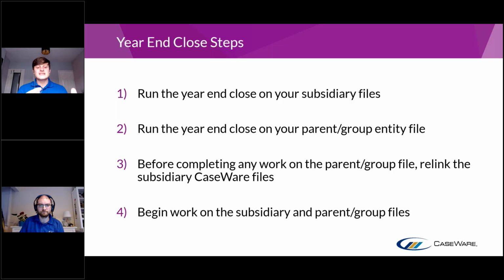Now, once that's done, we would be able to begin work on our subsidiary and parent and group files. If we're creating a set of accounts for the subsidiary, we can go into there, import the information, build the accounts, and do any work we need to do, and the same for the parent company. But the main point here is that we roll forward the subsidiary files, we run the year-end close on the subsidiary files, before we do anything on that parent file.